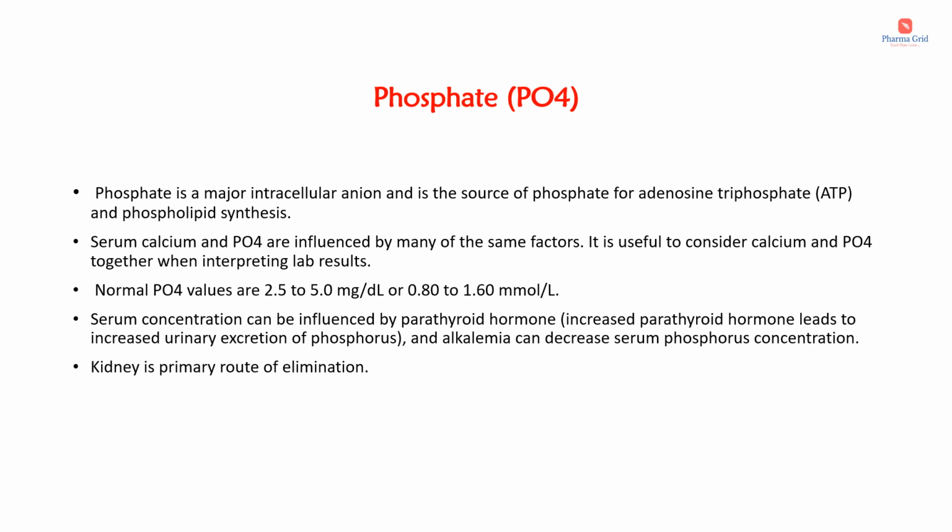Normal phosphate values are 2.5 to 5 mg per dl or 0.80 to 1.60 millimole per liter. Serum concentration can be influenced by parathyroid hormone.